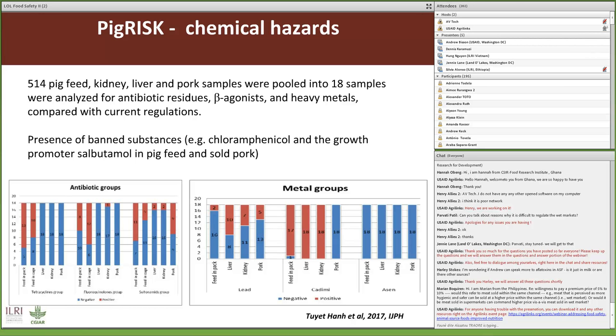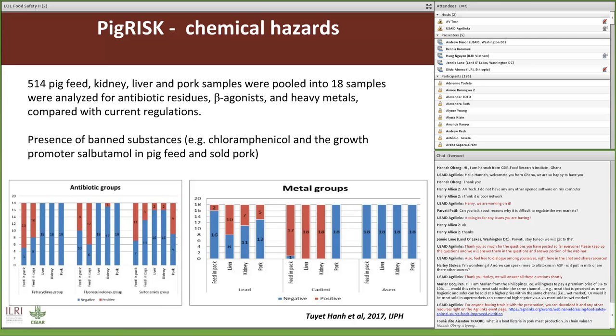So we sampled many places in the value chain, and like you can see here, the negative is reflected by green and the positive by red and orange. So you see, most of the samples are negative for antibiotic residues and heavy metals, except for some of the antibiotics, but the rate is rather low for that.